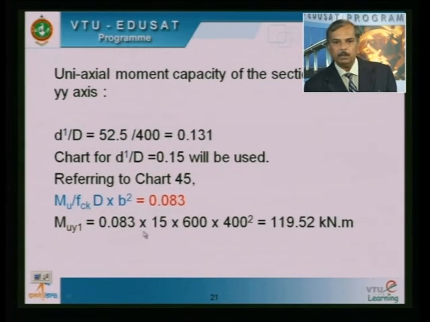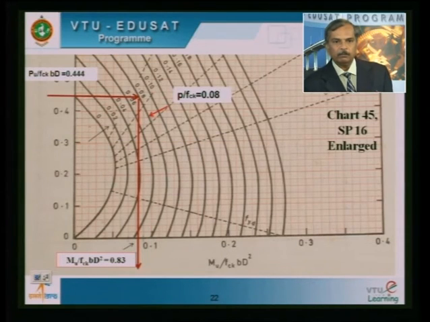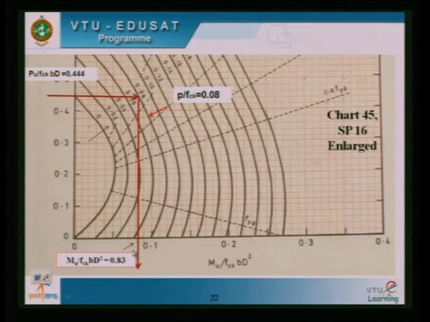The same value of 0.083, and substituting the remaining terms, here we have to be careful. In bD square, B is the larger value and D is the smaller value. So as far as the major axis is concerned, it is small b capital D square. Here it is capital D into B square. We simply need to change this square. Instead of squaring 600, here we need to square 400. With that, it is 119 kilonewton meter. This is how we have to pick up the value. So the value is 0.83.